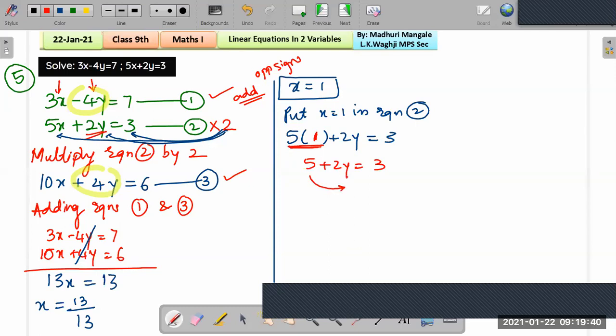First shift this 5 to the other side and then the 2. Okay, so what will y be equal to? You will solve this and get the value of y, and the solution is always to be written in x comma y format. Take a minute, solve it. This is super easy. Substitute the value of x and then solve for y. Once you get the value of y, be ready with the solution in x comma y format.